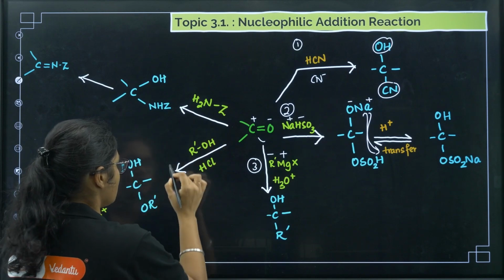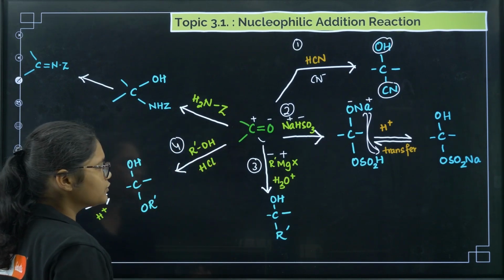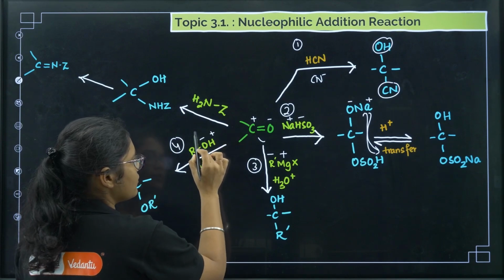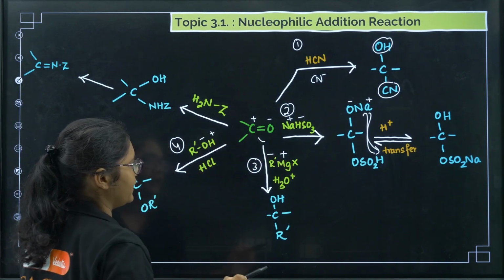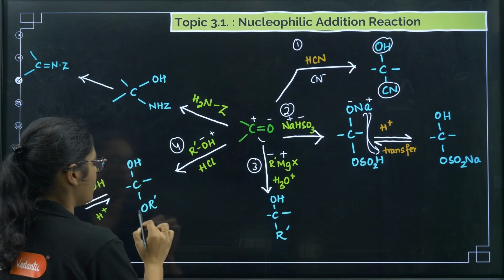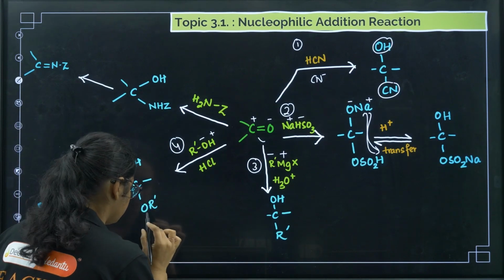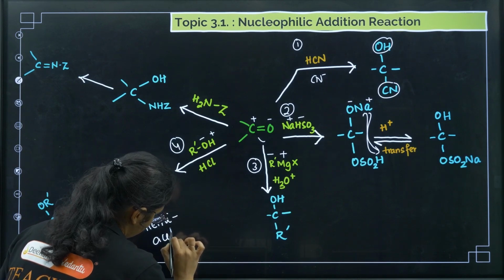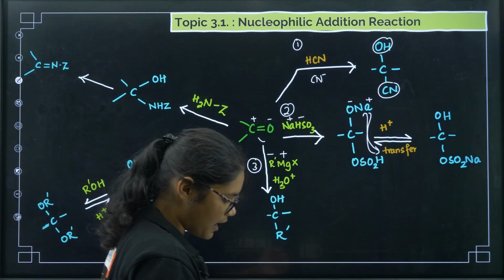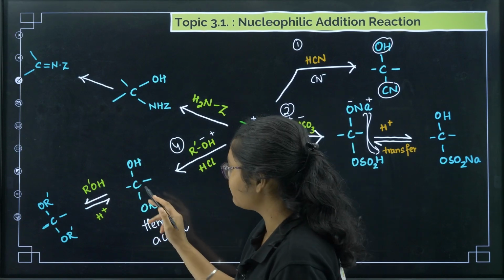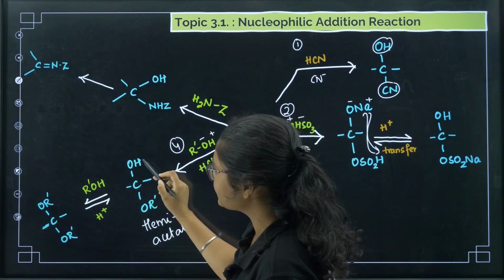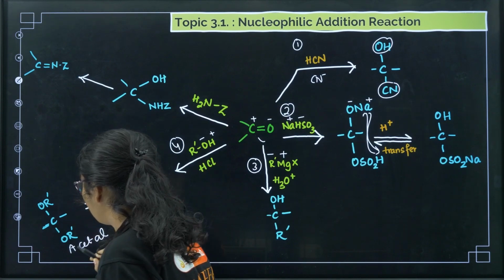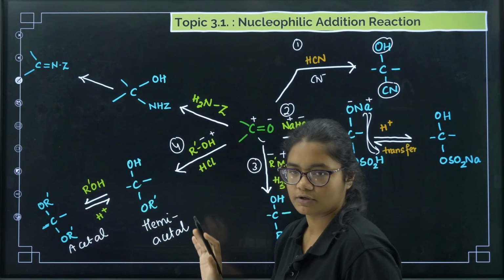The fourth one is addition of alcohols. Here the alcohol will give you H plus and RO minus. So RO minus will attack here and we will get OH here, right? So we will get OR and OH. This particular product is called hemiacetal. Now if you add one more molecule of alcohol, this OH gets converted to OR and this is called acetal. So we have the fourth one here.